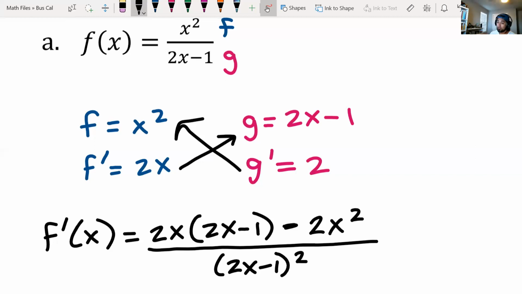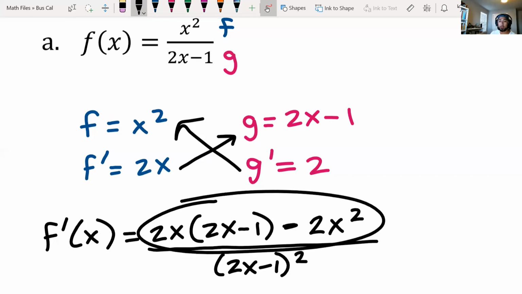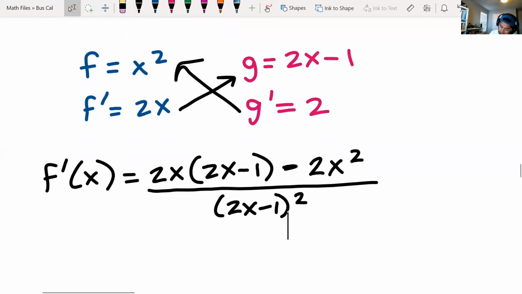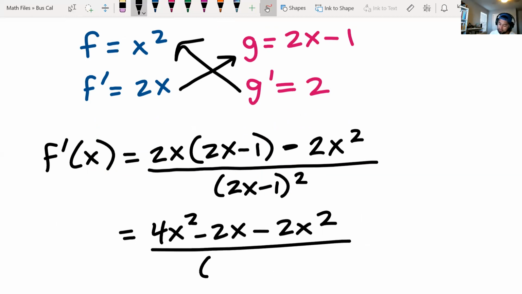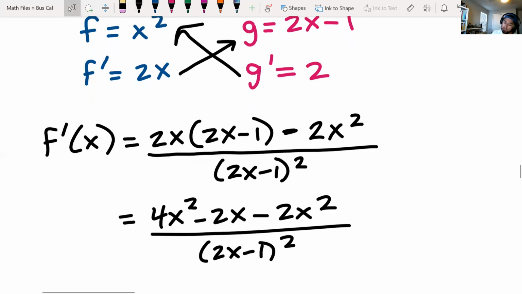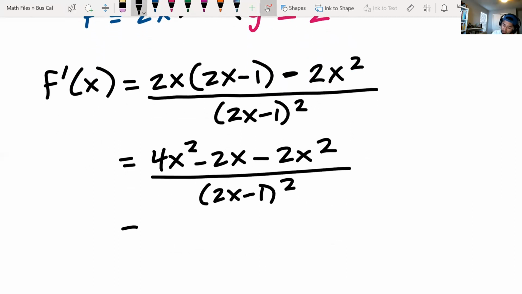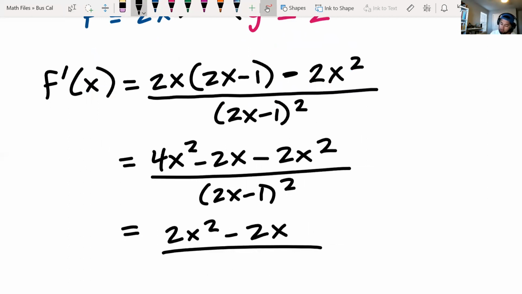So now all we have left to do is just to clean up the numerator. So distribute that 2x, and you'll get 4x squared minus 2x minus 2x squared over the same denominator of 2x minus 1 squared. Combine like terms in the numerator, and you'll get 2x squared minus 2x over 2x minus 1 squared.